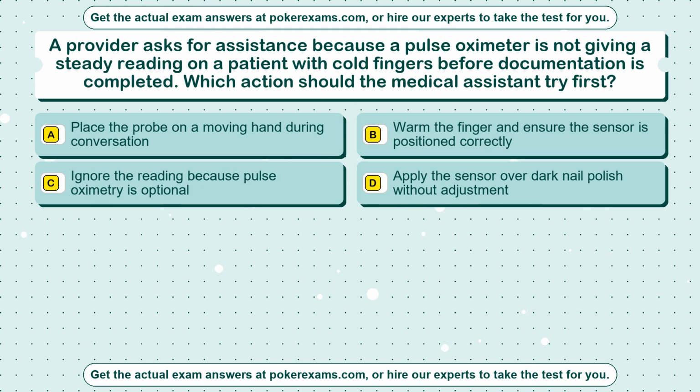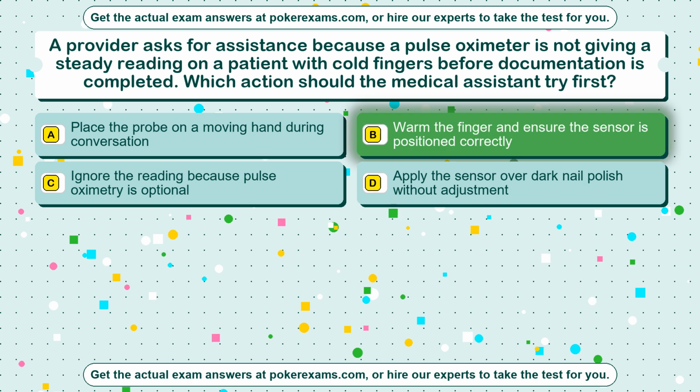Question 20. A provider asks for assistance because a pulse oximeter is not giving a steady reading on a patient with cold fingers before documentation is completed. Which action should the medical assistant try first? Option A. Place the probe on a moving hand during conversation. Option B. Warm the finger and ensure the sensor is positioned correctly. Option C. Ignore the reading because pulse oximetry is optional. Option D. Apply the sensor over dark nail polish without adjustment.